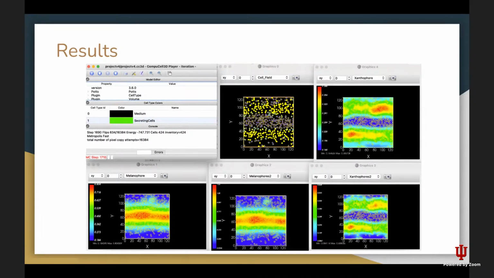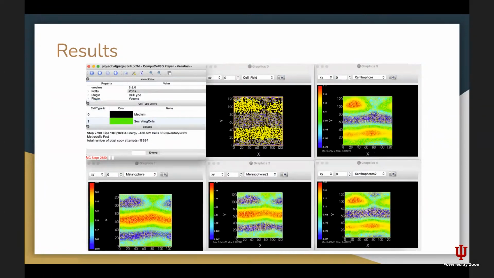Now this is getting to 2,000 steps, and you can really start to see those stripes forming in the cell field. You can also see the green cells. Those are the transitioning chemotaxing cells, right along the edges of those fields. And now you can really see the difference in the xanthophore and melanophore chemical field secretions. I think we have one more step.